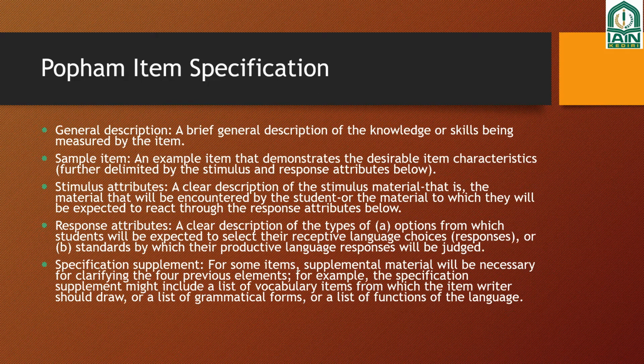Number 5, specification supplement. For some items, supplemental material will be necessary for clarifying the 4 previous elements. For example, the specification supplement might include a list of vocabulary items from which the item writer should draw, or a list of grammatical forms, or a list of functions of the language. So you can read by yourself twice or more.